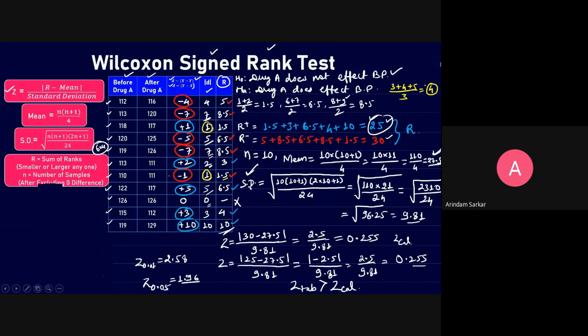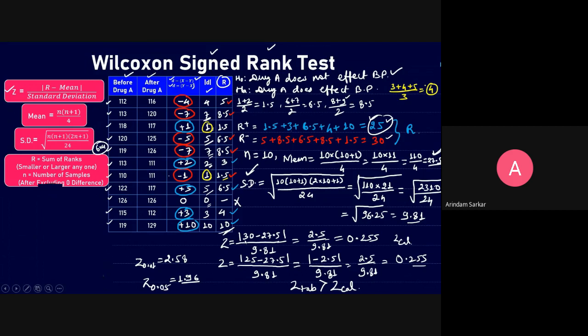So now we can calculate the standard deviation, because all the values are here. N means 10, because there are 10 samples. What is the mean? The mean formula is N into N plus 1 by 4, so 10 into 10 plus 1 by 4. I can get the result here, and I can get the standard deviation here. Now what is the formula of Z? R minus mean divided by standard deviation, right? I have R positive and R negative, so I can try out with these two.